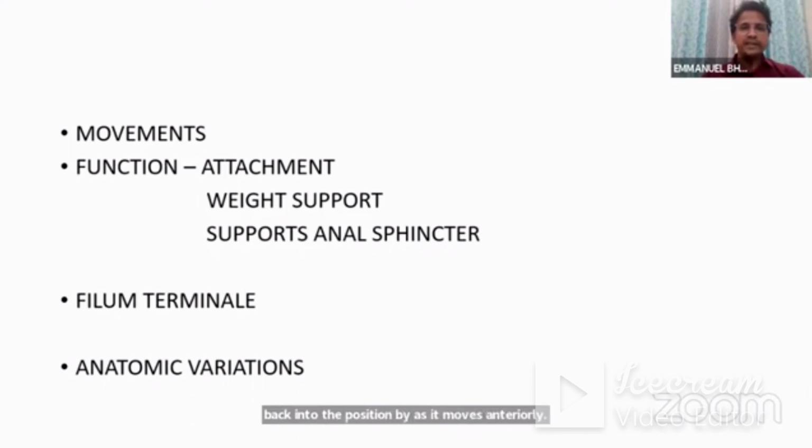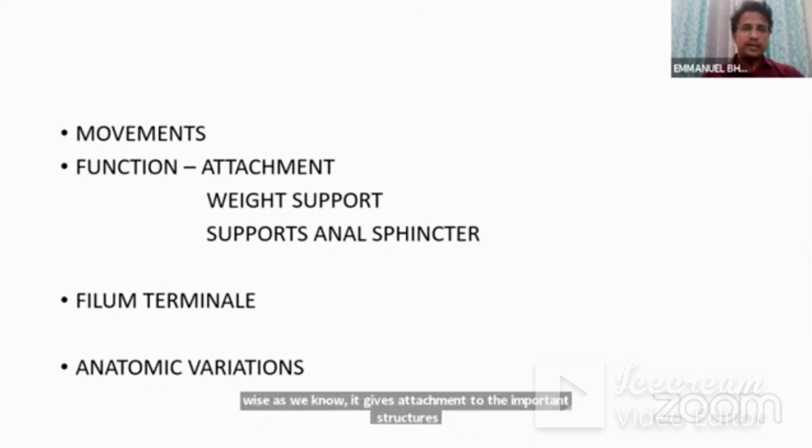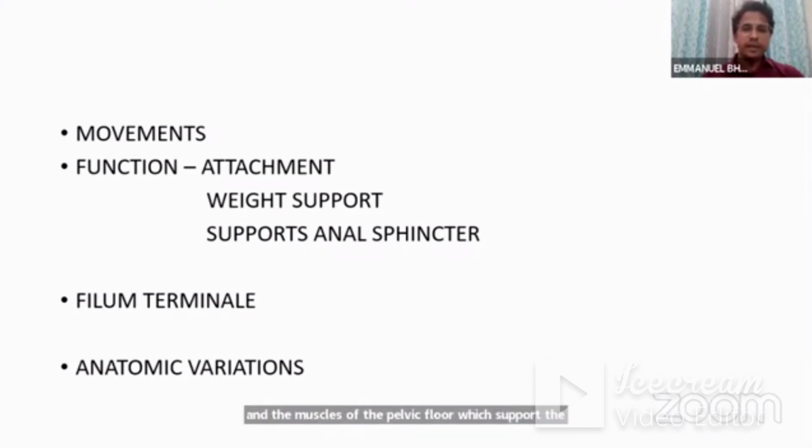Function wise, it gives attachment to important structures, mainly the levator ani and the muscles of the pelvic floor, which support the important structures and the anal sphincter. The filum terminale is an extension of the pia mater from the lower part of the conus medullaris, and it goes and attaches to the coccyx.